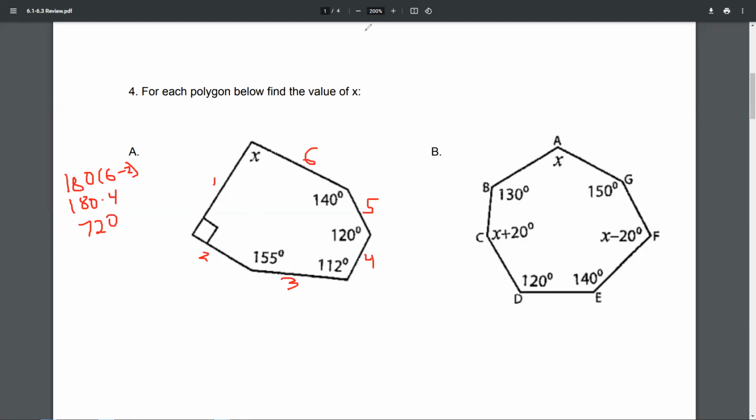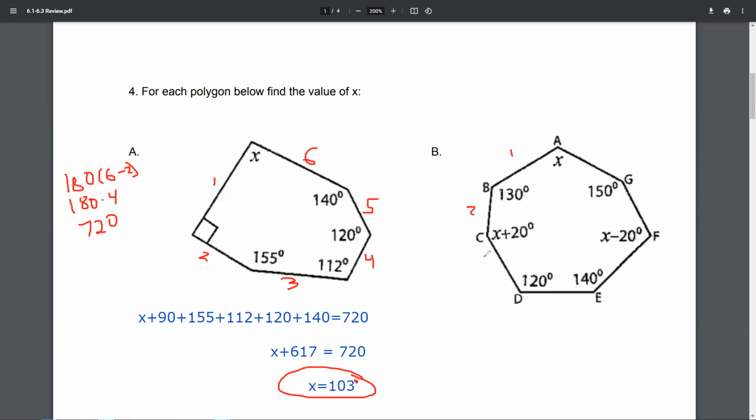Okay, so then all of these angles here, let me go in order. x plus 90 plus 155 plus 112 plus 120 plus 140 should all equal 720. I'm adding up all the angles. Okay. If I do that, I'm going to get x plus 617 equals 720. And then when I subtract 617 on both sides, I get x equals 103. Okay. So then that should be 103 degrees, right? Put a little degree symbol up there. 103 degrees.